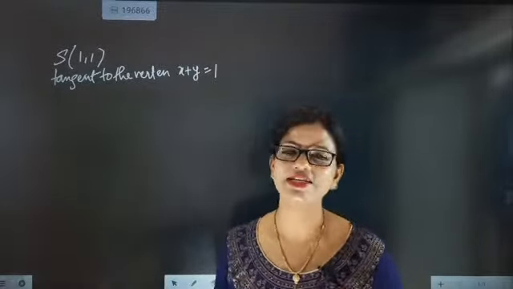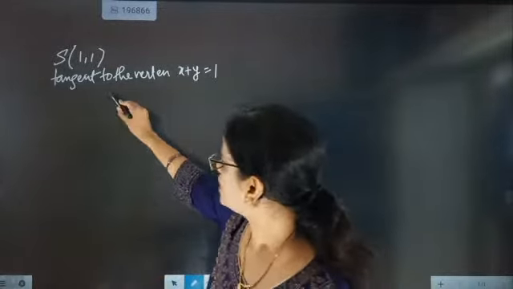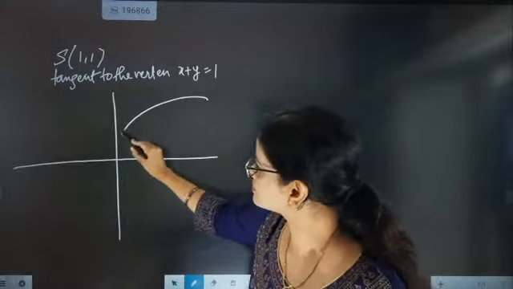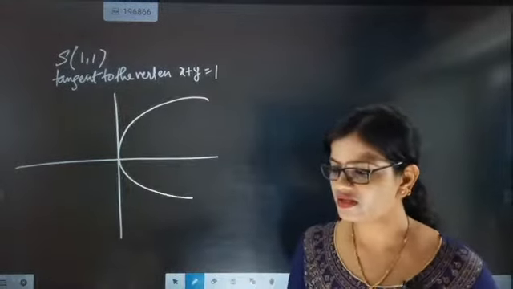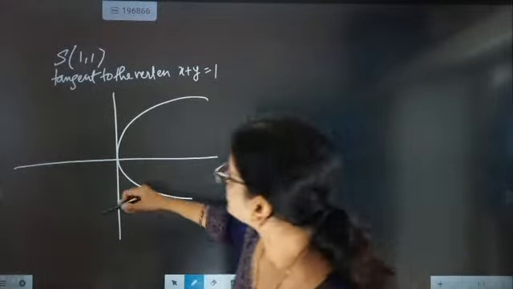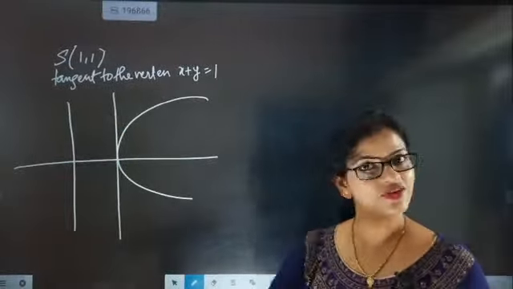What does vertex tangent and focus mean? So first we are going to draw the parabola. So this is your parabola. Fine, this is your parabola. Once you have drawn the parabola, after that this is going to be the directrix. Directrix they have not given.